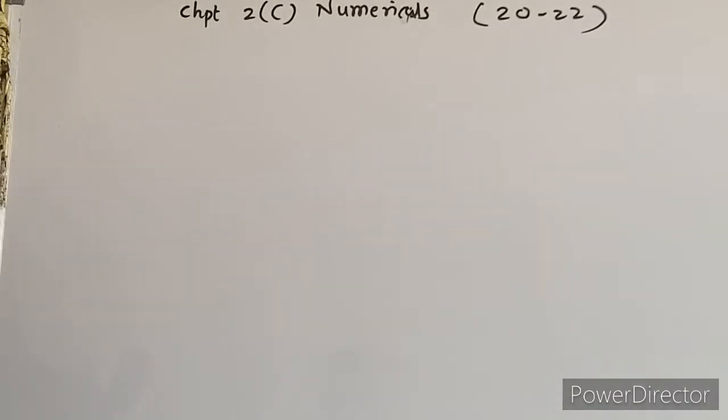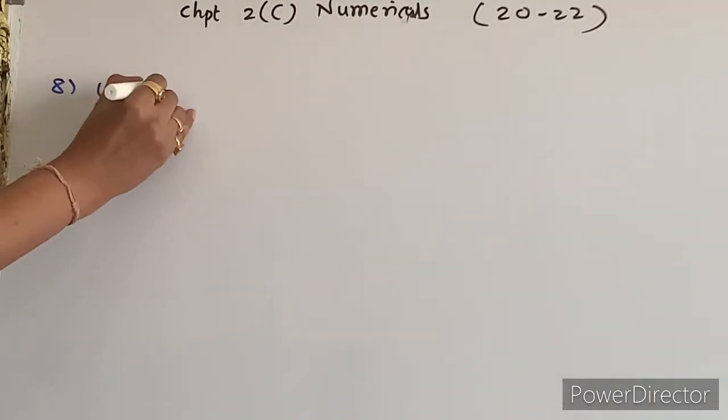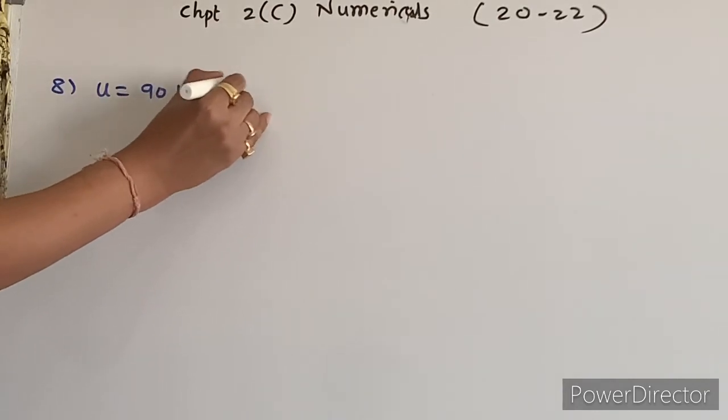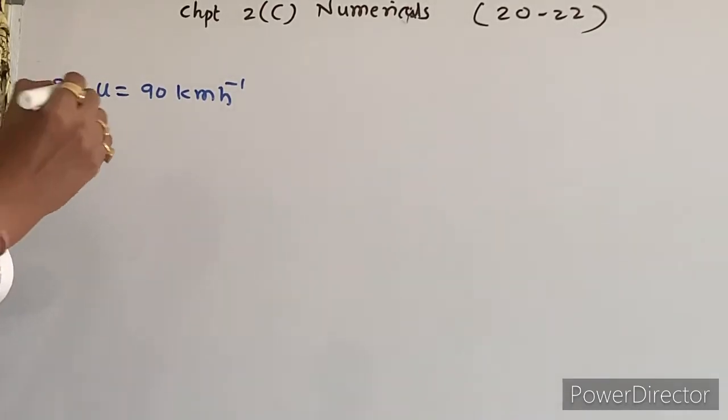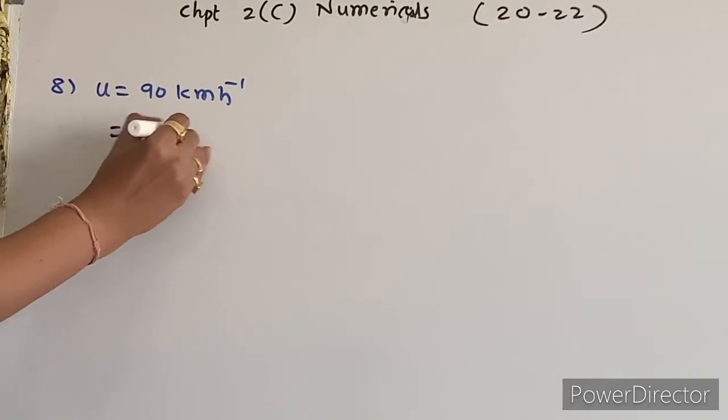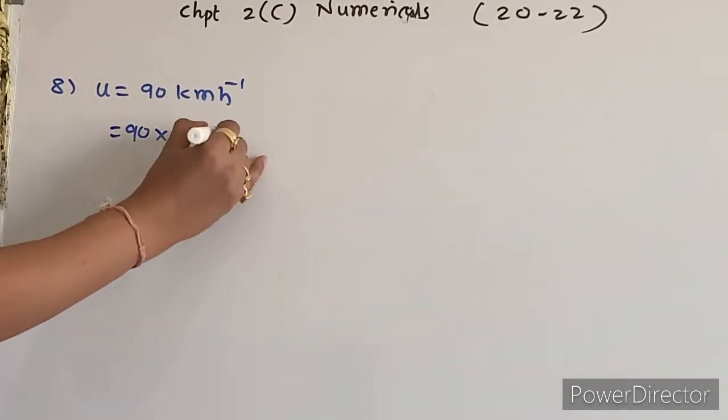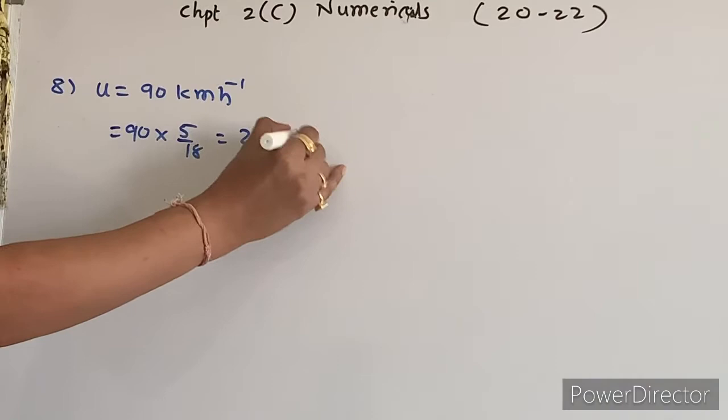In 8th question, a train is moving with a velocity of 90 km per hour. That is the initial velocity is 90 km per hour. Now you have to convert this into meter per second. So this is 90 into 5 by 18, which is 25 meter per second.